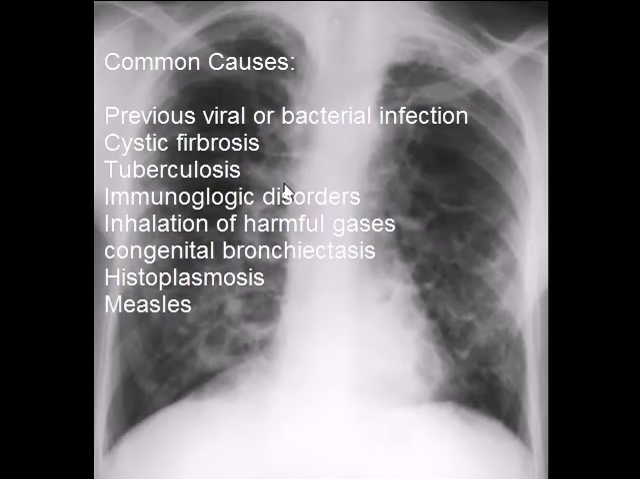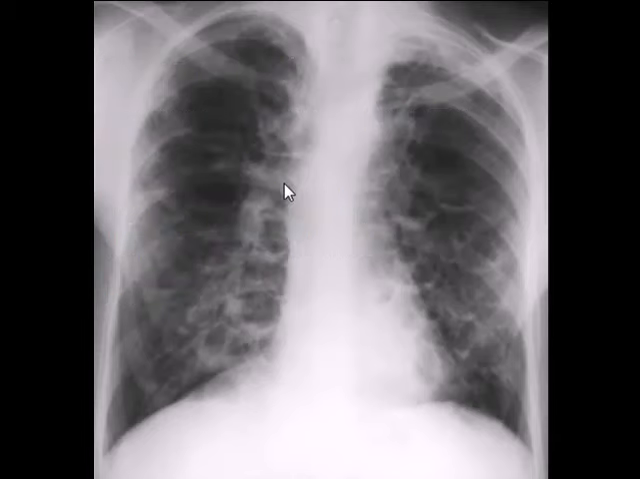Cystic fibrosis is another condition which is a result of faulty genes that are transmitted from parents to children. People with cystic fibrosis can have bronchiectasis very frequently. Tuberculosis is another condition. Histoplasmosis, which is a fungal infection, and allergic bronchopulmonary aspergillosis, which is associated with asthma. Measles and AIDS are also one of the conditions that can cause bronchiectasis.